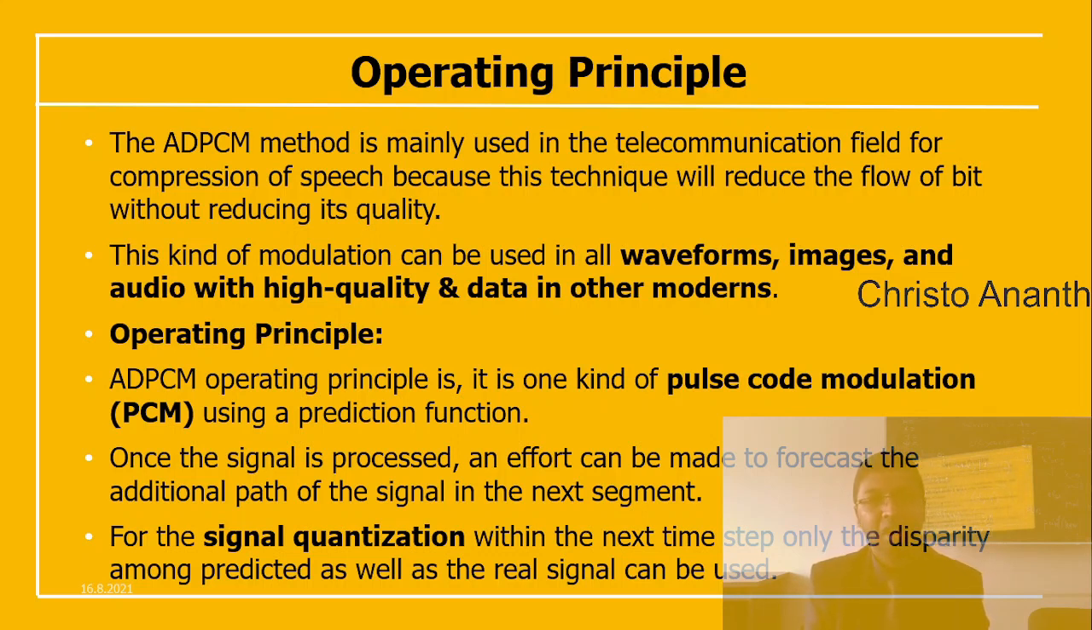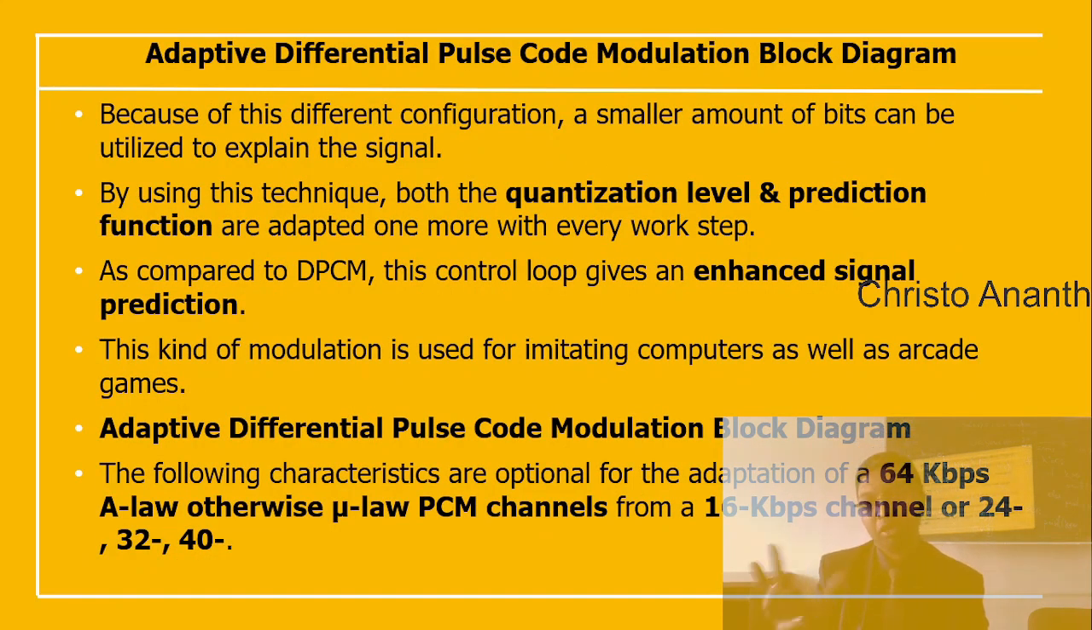Okay, so you can use it for waveforms, images, and especially audio with high quality, and data in other modern techniques as well. So the operating principle: ADPCM is like PCM, pulse code modulation, using a prediction function. So when the signal is processed, the effort is made to predict the additional path of the signal in the next segment. So for the signal quantization within the next time step, only the predicted disparity is used, so that the real signal can be reconstructed. Because of this configuration, a small number of bits can be utilized to explain the signal. Using this technique, both the quantization level and the prediction function are adapted for every step. So when you compare with DPCM, differential pulse code modulation, you will have an enhanced signal prediction. Here you can use it for emulating computers, or maybe arcade games.